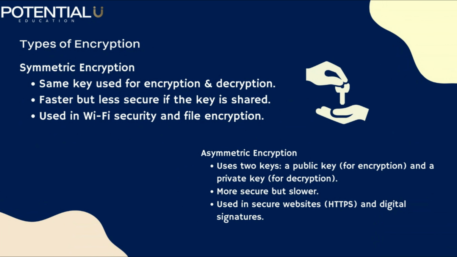There are different types of encryption. So there's symmetric encryption, which is the same key that's used for encryption and decryption. So this is faster, but definitely less secure if the key is shared. And it's used in Wi-Fi security and file encryption. And then there's asymmetric encryption, which uses two keys, so a public key for encryption and a private key for decryption. It's more secure, but it is slower.